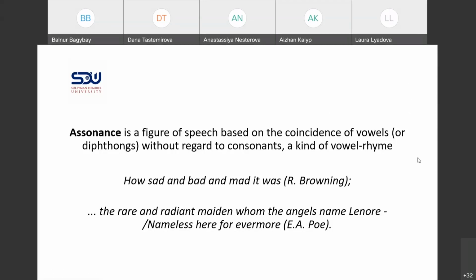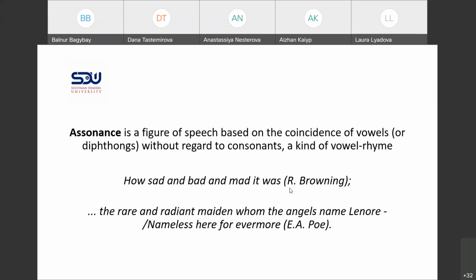Yep, Laura, please, thank you. Okay, how sad and bad and mad it was. I guess here is the repetition of the vowel sound A, right? Absolutely, that's true. As Laura has already mentioned, it is the vowel that is being repeated: sad, bad, and mad.